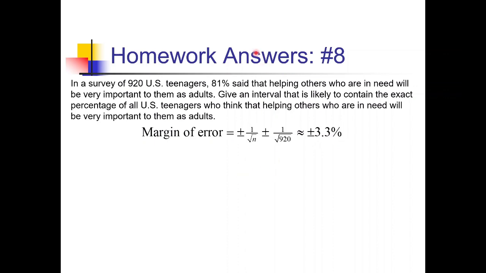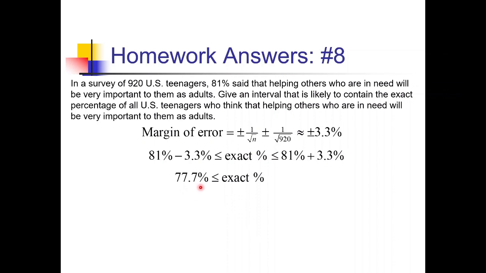So we're going to take the original value here, 81%, and we're going to subtract and add 3.3 to get that, to get our range of most likely percentages. So we have 81 minus 3.3 is less than or equal to the exact percentage, which is less than or equal to 81 plus 3.3%. So over here, this is going to be, let me think, 81 minus 3 would be 78, minus another 0.3 would be 77.7%.